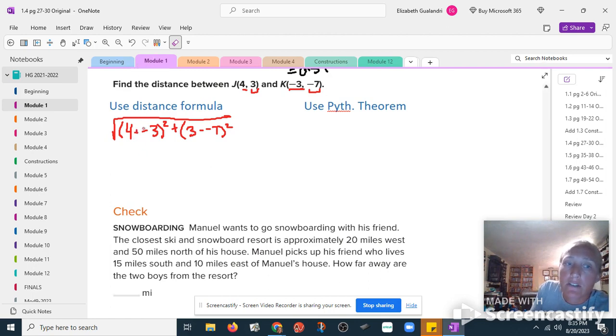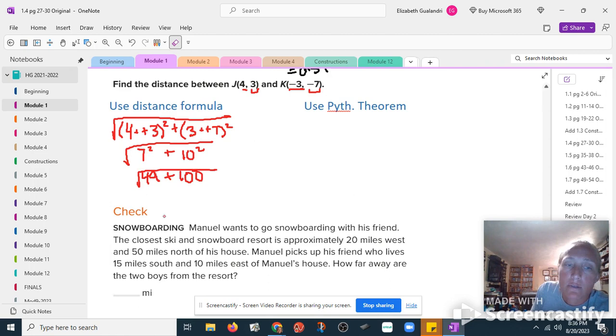Minus a negative changes to plus a positive. So my parentheses here becomes 7 squared, and the same thing here, that parentheses becomes 10 squared. So I can go to that next step. Then 7 squared is 49, plus 10 squared is 100.